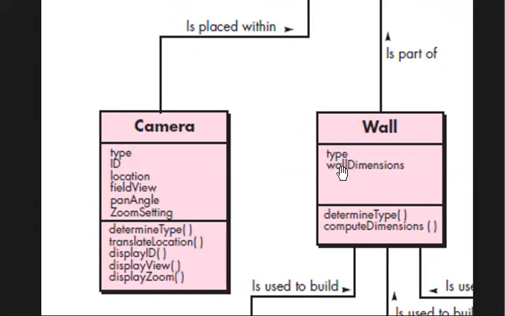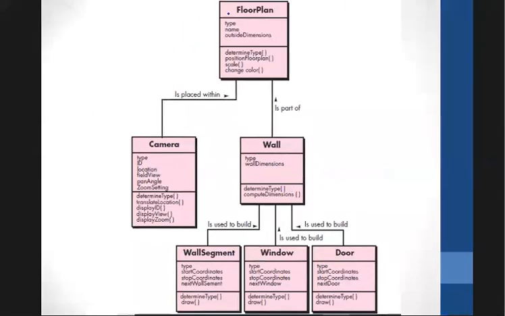Whereas for the wall, you're going to have the type of wall, the boundary wall, what type of wall you're using, the wall dimensions. Then you're going to compute all of those dimensions. Now you're making the plan. That is why you need to compute all the dimensions. Now, this wall is a part of the floor plan, whereas door, windows, wall segment, these are used to build a wall. So in here you can identify you're making a structure of an entire floor plan.